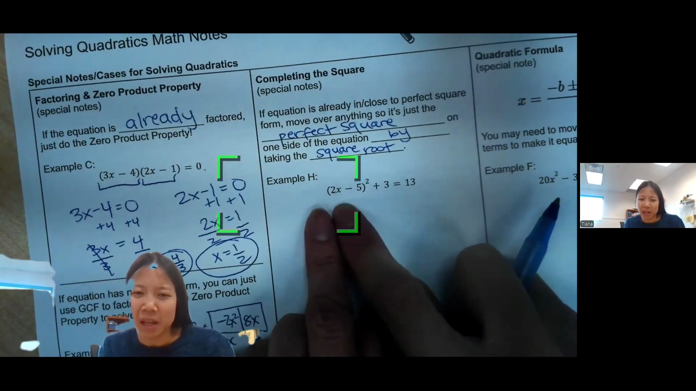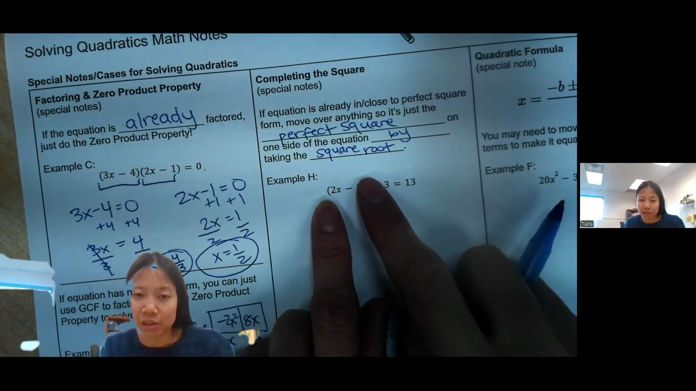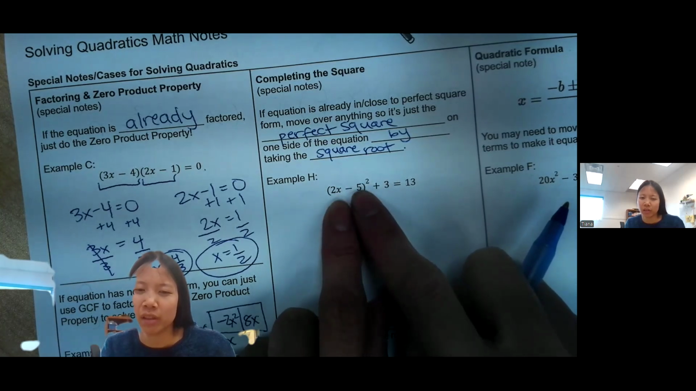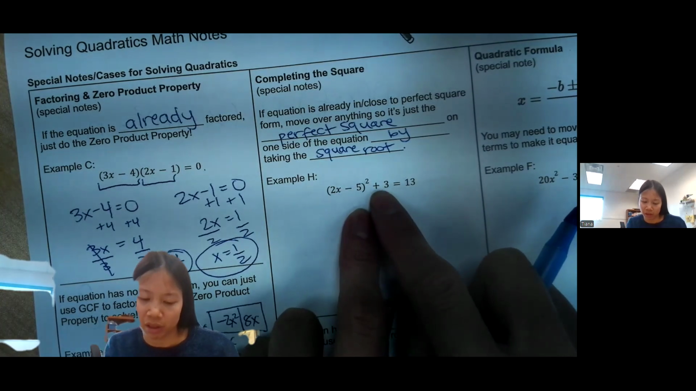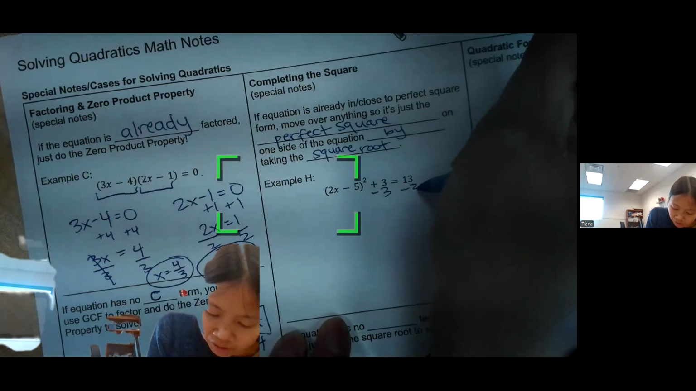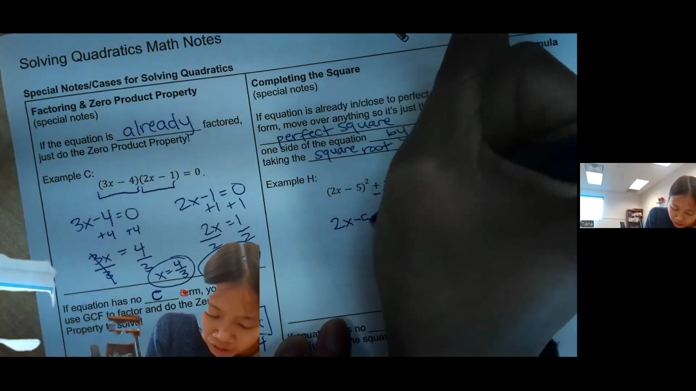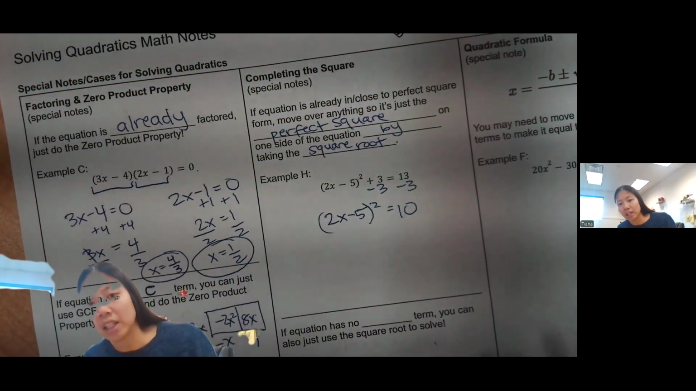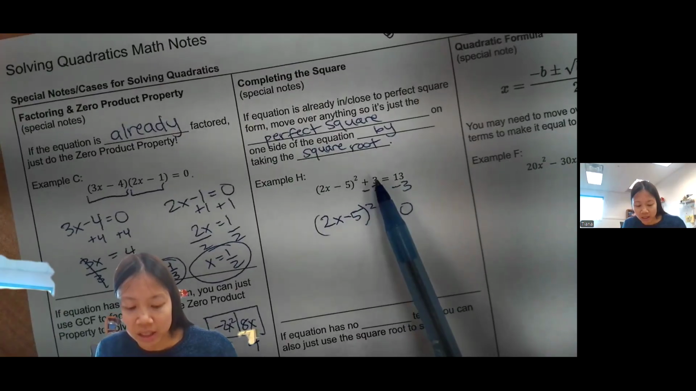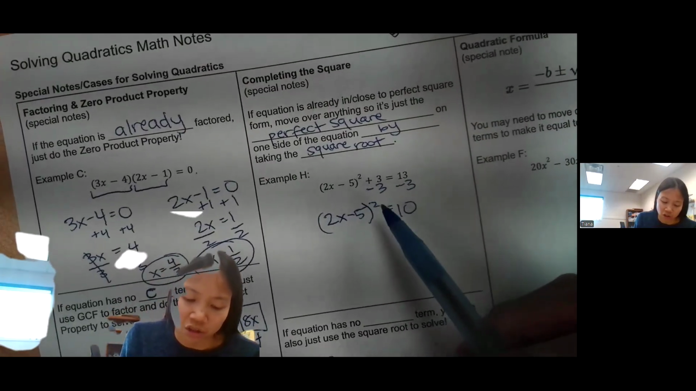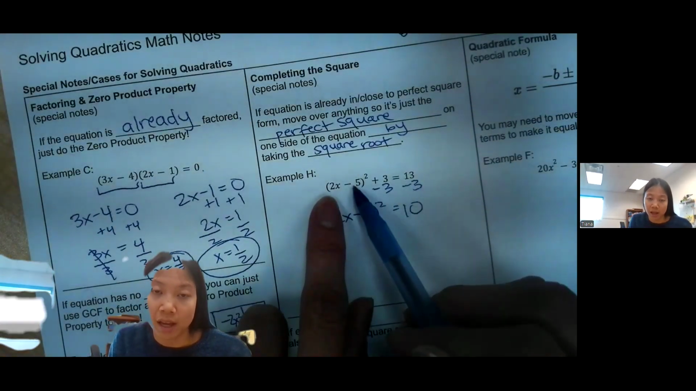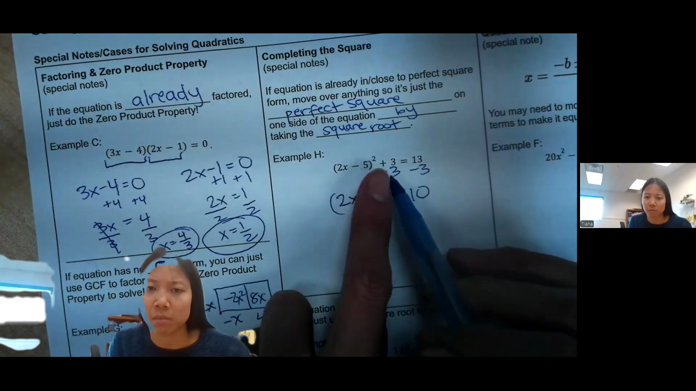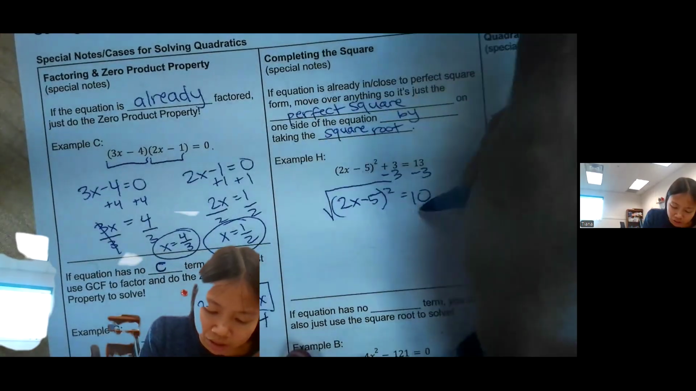So this is already in perfect square form. I have something in parentheses squared, which is pretty great. So I want to square root this, but I'm not quite ready yet because I have this +3 in the way. So I'm going to -3, -3. Now I have 2x minus 5 squared equals 13 minus 3 is 10. And now I can just do my square root step. So again, this is a lot faster than trying to multiply this all out and then do the quadratic formula or whatever, right? Like this, it's faster just to move it over and now you can just do your square root.